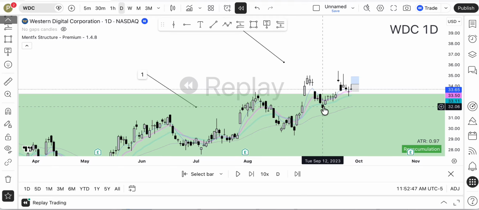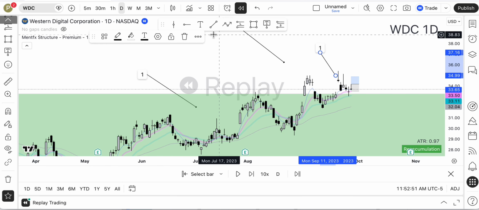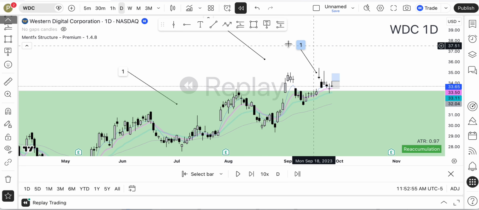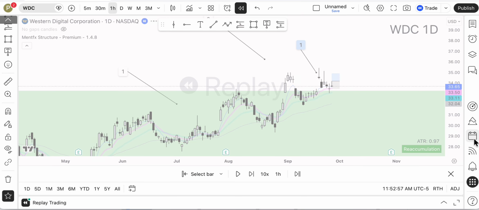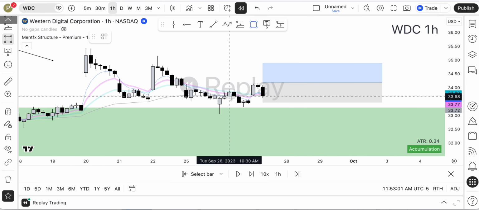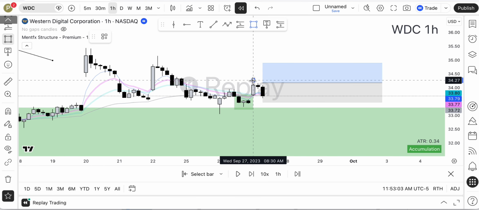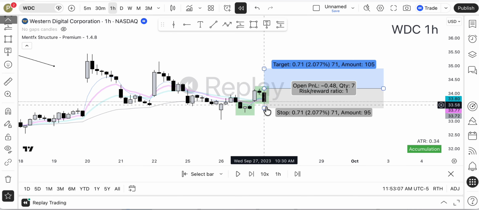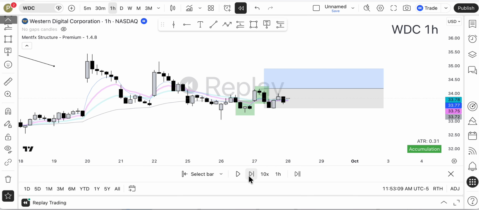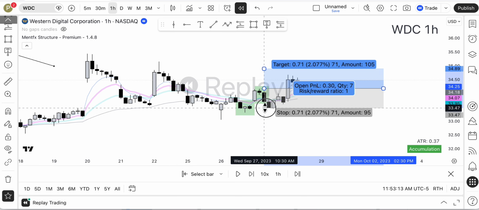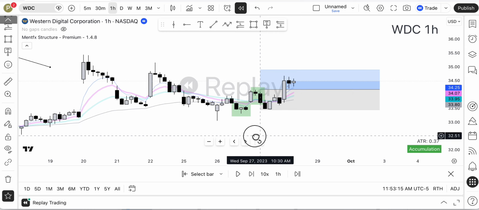Flush, MMB1. Look for an entry. Got our double MB. I'm just gonna delete that. We got tapped in.